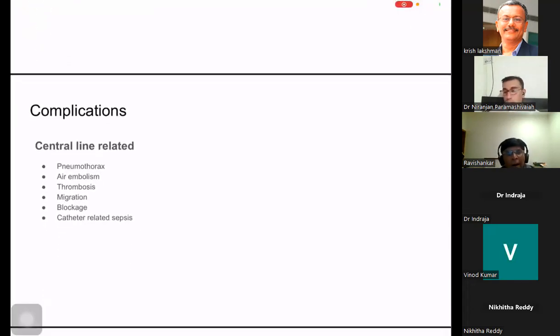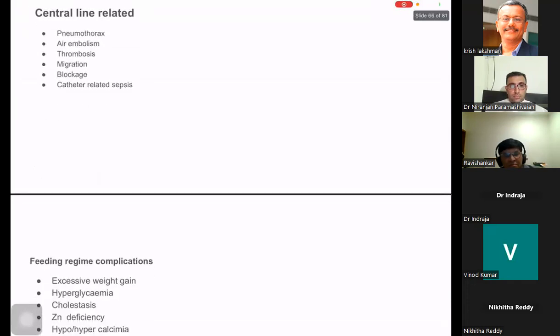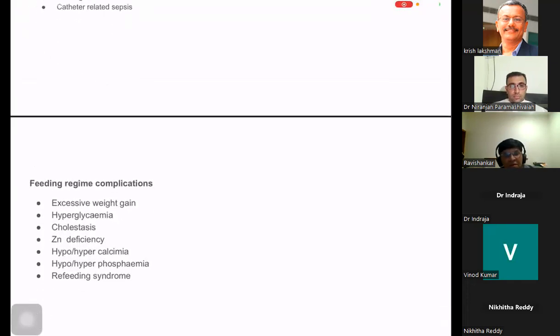Complications related to the central line are pneumothorax, air embolism, thrombosis, migration, blockage, and catheter-related sepsis. Feeding regimen complications include excess weight gain and hyperglycemia, cholestasis, zinc deficiency, abnormal changes in electrolytes like calcium, phosphate, and zinc, and refeeding syndrome.